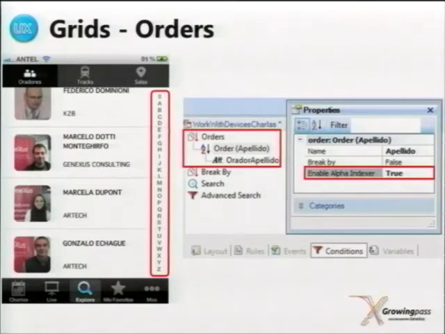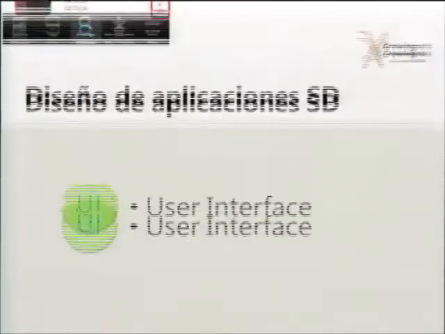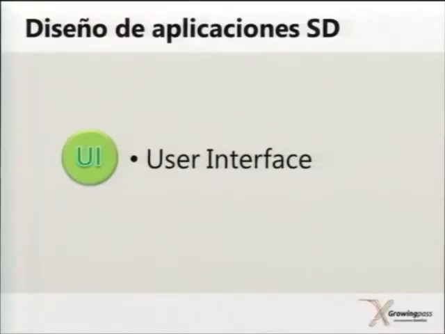How do you do that? You set this to true, associated to the corresponding order, in the enable alpha indexer. So it's quite easy to handle all these grids. Just by a few clicks, GeneXus gives us a lot of features. So far, those are the elements that GeneXus gives us to develop the user experience that we have defined for the application. Let's now see how it helps us to develop the user interface.